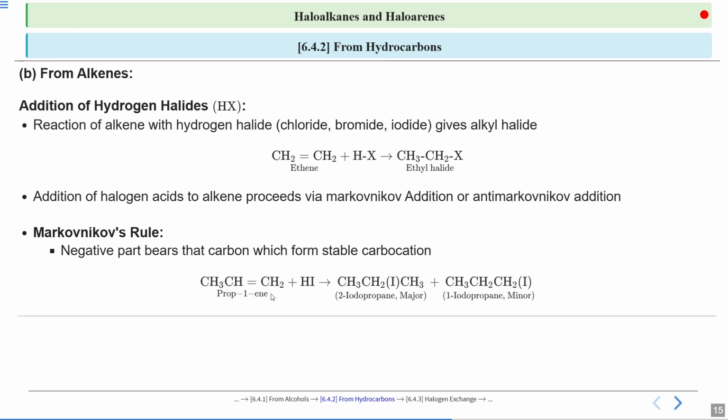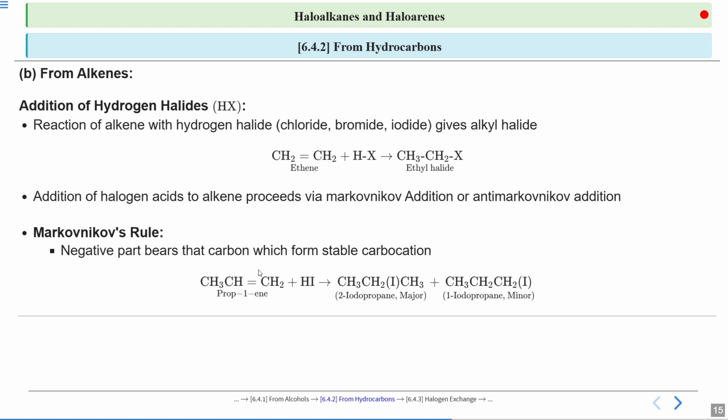For example, you have prop-1-ene, right? The double bond is at the first carbon and it is an alkene having 3 carbons. When you are reacting it with hydrogen iodide, which is a hydrogen halide, right? So when you react them together, according to the Markovnikov rule, the negative part, that is I negative, will go to the carbon which forms the stable carbocation, or the carbon which has the lesser number of hydrogens. So in this alkene, you can see the double bond carbons. It is clear that I negative will attack one of the carbon atoms of the double bond.